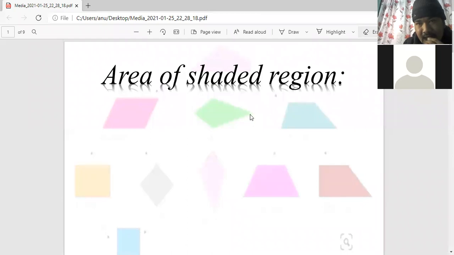In this class, we are going to learn about the method to find the area of the shaded region of the given figure. Okay, children, and here the class of today goes like this.